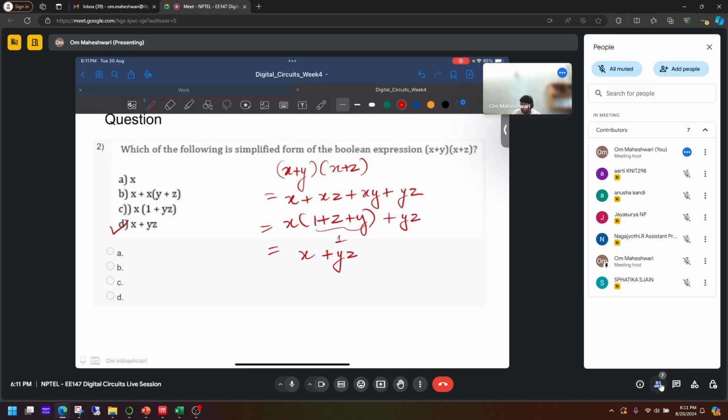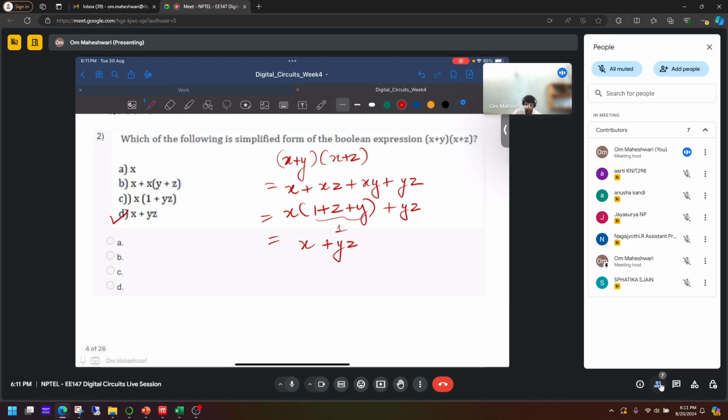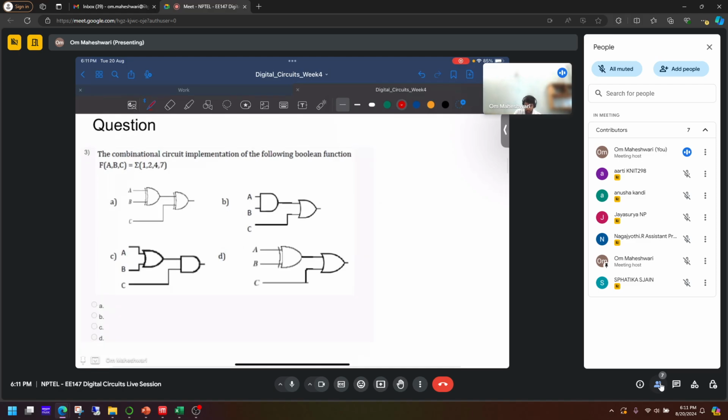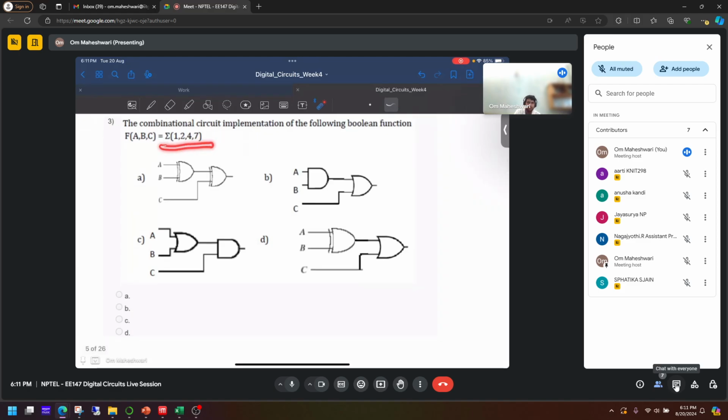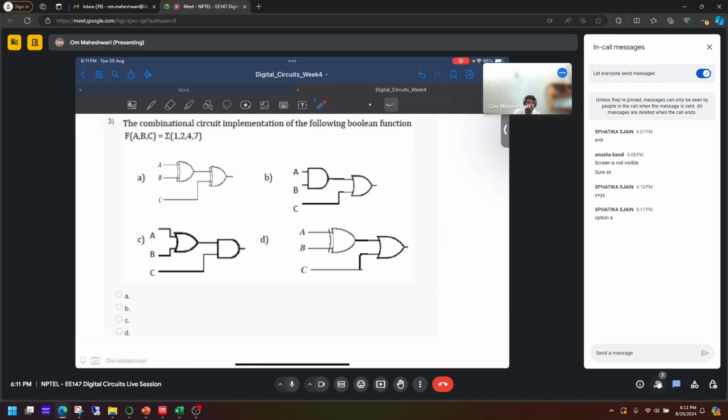Let us move on to the next one then. I think we'll go through these initial questions first. So the question is: the combinational circuit implementation of the following Boolean function is what? You have been given these minterms. You have to identify the circuit which this represents.